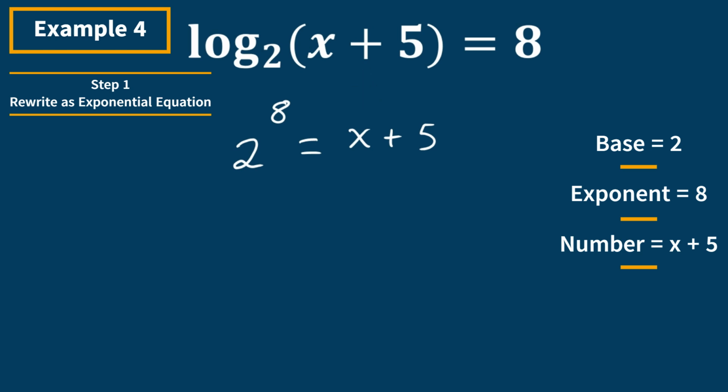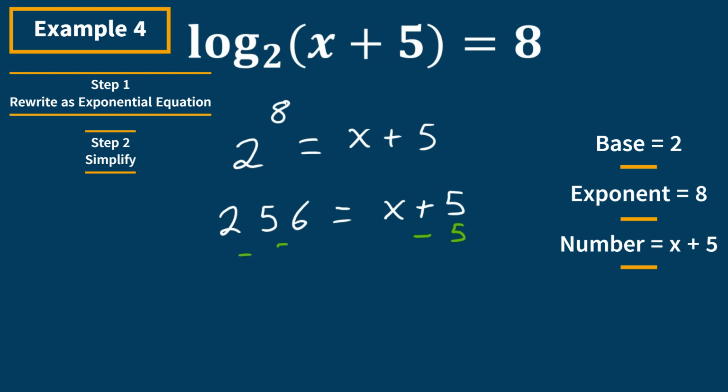Now all we do is simplify. 2 raised to the 8th is 256. That is equal to x plus 5. To get x by itself, we subtract 5 from both sides. Those 5's cancel, and what we have left is 251 is equal to x. This is our final answer.